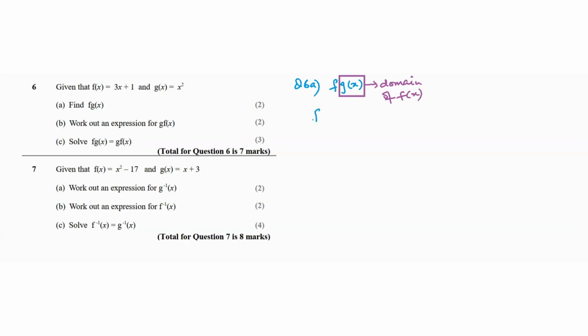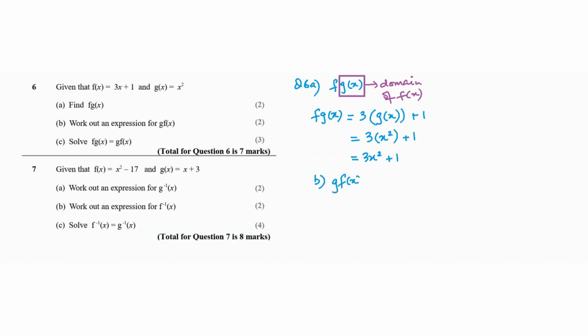So we're going to do f of g of x, which is going to equal 3 times g of x plus 1. So replace g of x with its value, which is x squared. So that's going to be 3x squared plus 1. That is f of g of x. Then it says work out an expression for g of f of x. Now it's the opposite thing.